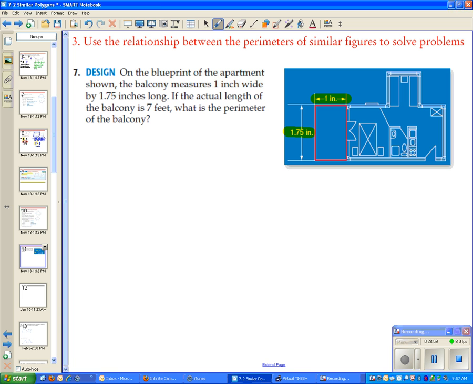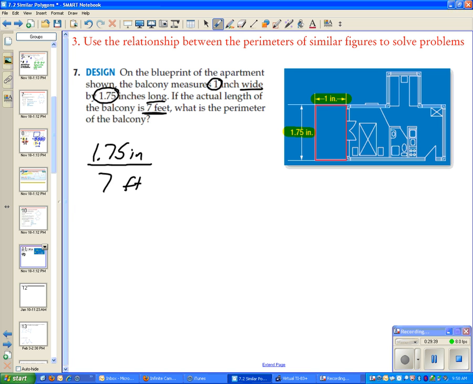All right, now let's stop and think here. The length of 7 feet, does that correspond to the 1 inch or the 1.75 inches? The 1.75, that's the length, isn't it? Okay, how do I know? Because they said wide there and they said long there. Okay, so 1.75 inches corresponds to 7 feet. That's the scale factor. Now, it's not simplified. Heck, it's not even in the same unit. But that can be my scale factor.